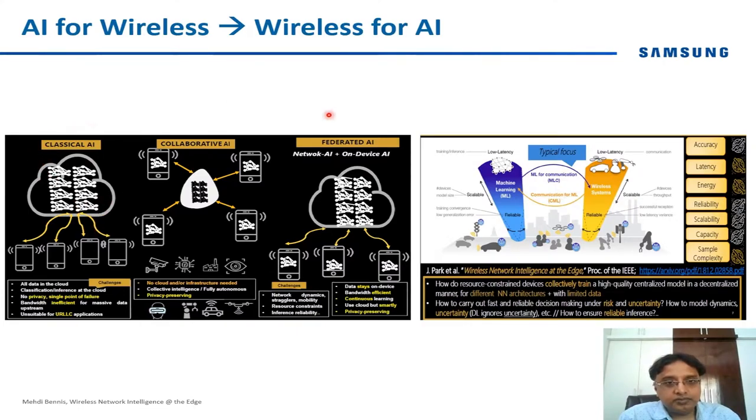Now, there's a new concept of federated AI, where part of the training and part of the model in the neural network can actually be done on the edge, right? So that's where on-device AI comes into the picture, right?